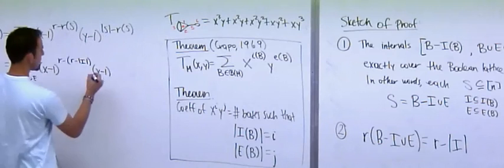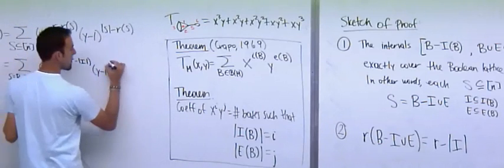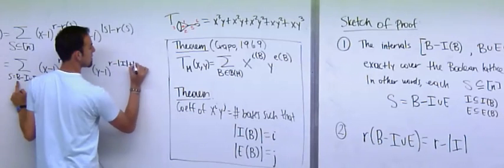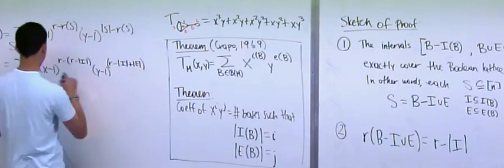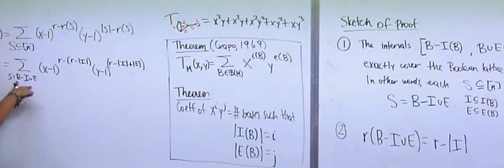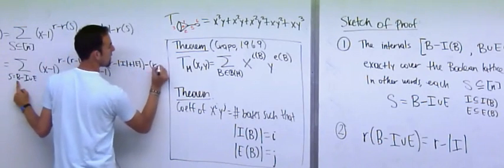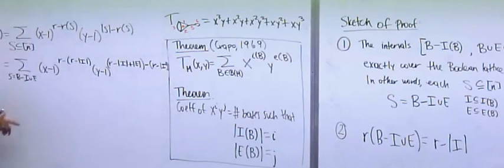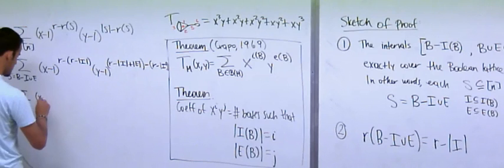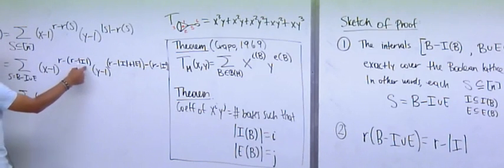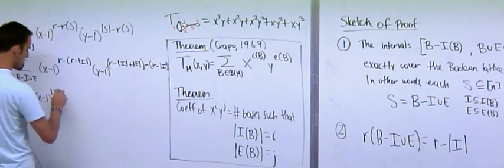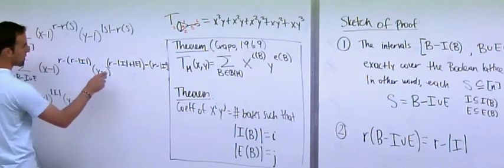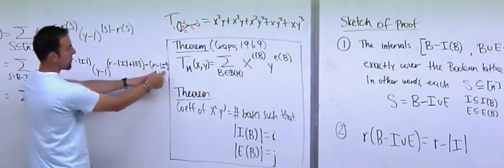What's the size of S? It is rank minus size of I plus size of E. That's the size of my set S, minus the rank of R minus I. That's what I get by rewriting each S in this way. So now I get the summation of x minus 1 to the R minus I is just I. And y minus 1 to the R minus I cancels R minus I, and I just get E.